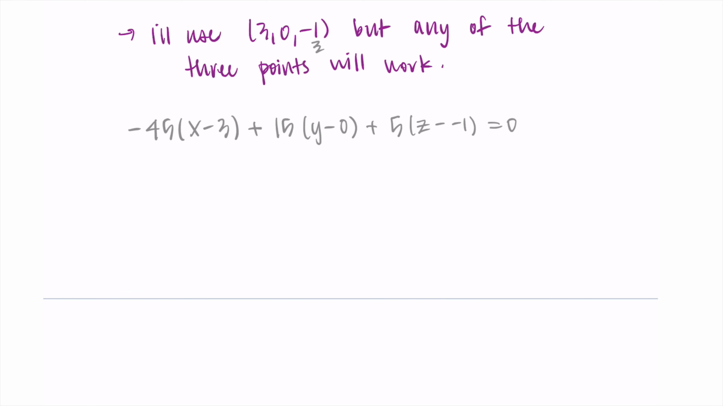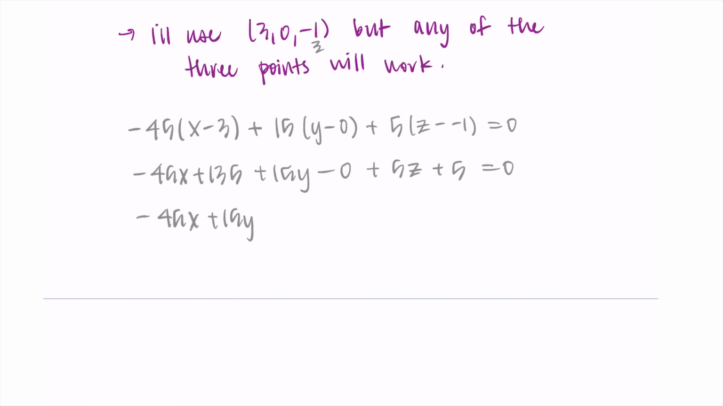So just distributing some stuff, I have negative 45x plus 135. Then I have plus 15y minus 0 plus 5z. That minus minus is a plus, so I have plus 5, and that's equal to 0. All right, I'm going to combine some like terms. So my x, y, and z's stay as they are. I have negative 45x plus 15y plus 5z. My 5s are looking a little bad here. I'll try to fix some of those. Okay, and then when I put my constants together, I have 135 minus 0 plus 5.